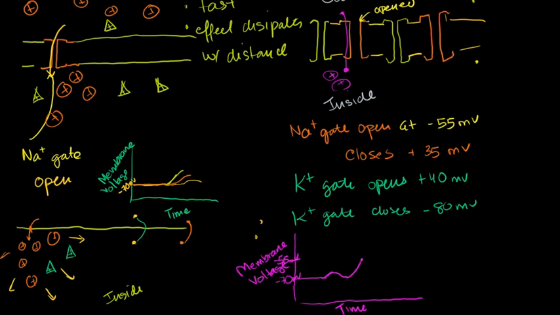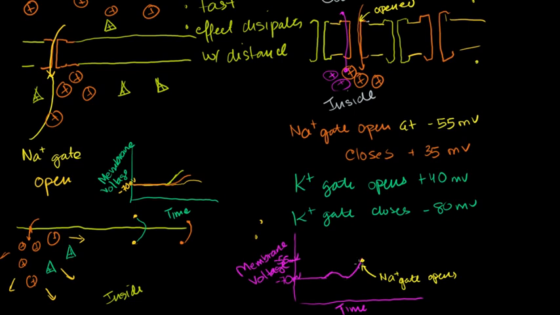So let me write here. At this point, let me make that arrow nicer. At this point, our sodium gate opens. Now, what's going to happen when our sodium gate opens? We've seen this show before: all the positively charged sodium is going to go down there, both by electric gradient and diffusion gradient, and they're going to flood into the cell.